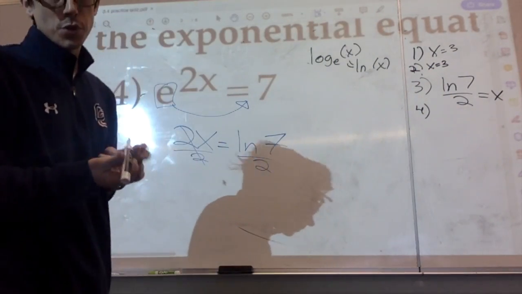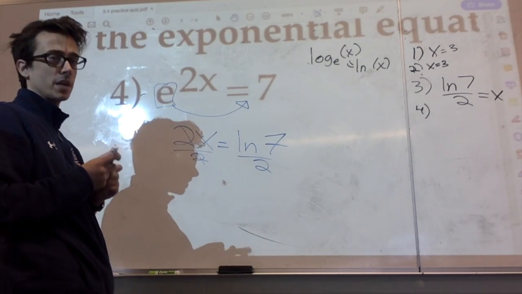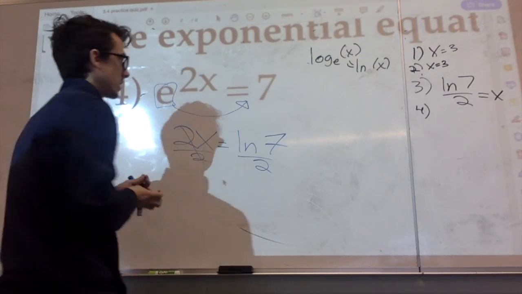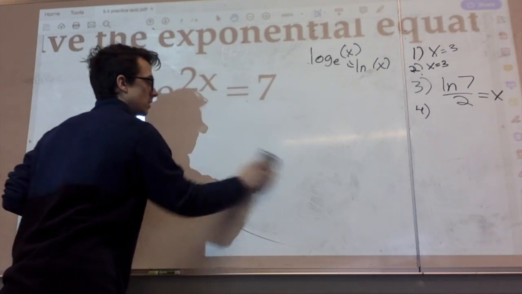So the other problems are similar, relying on natural log properties, taking it further. So let's see what's up with 5.